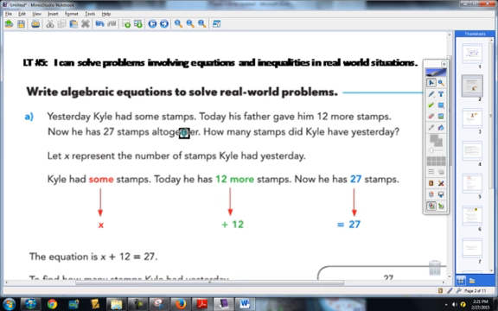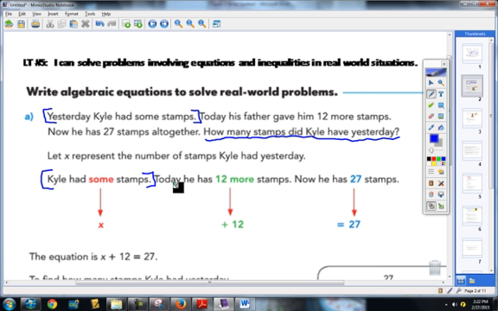So here we go. Yesterday, Kyle had some stamps. Today, his father gave him 12 more stamps. Now he has 27 stamps altogether. So how many stamps did Kyle have yesterday? This is where the variable comes in, because we use variables in a situation for unknown numbers. Right here's the first sentence, and that's what they did. You can see some stamps would be an unknown. We don't know. That's what we're looking for.